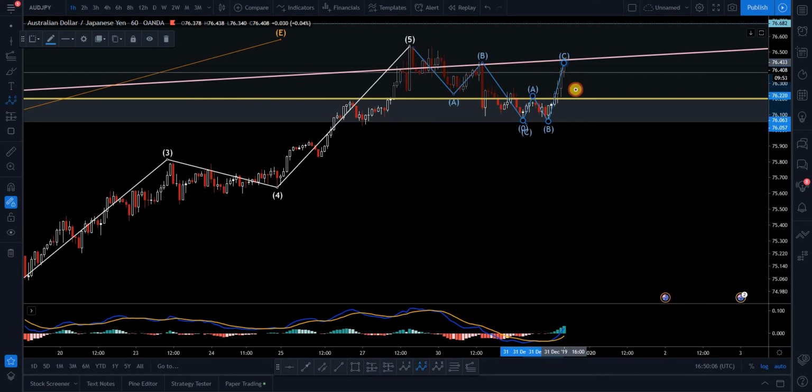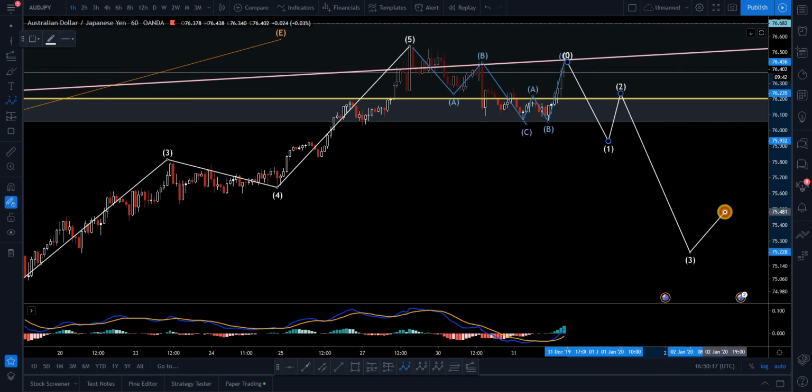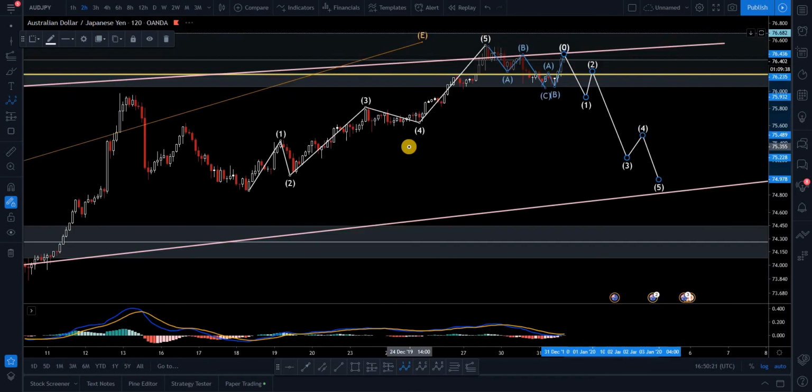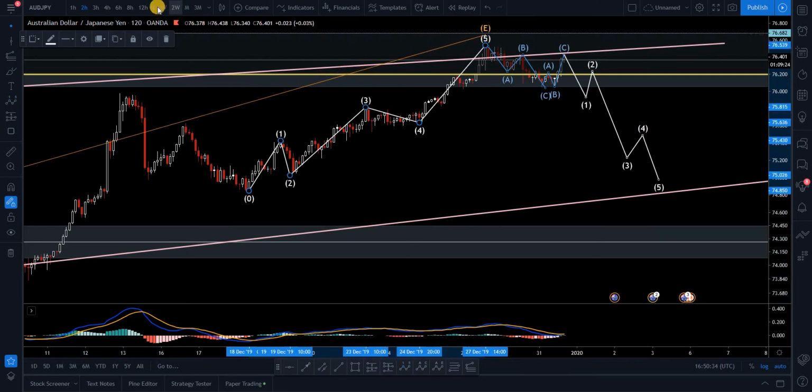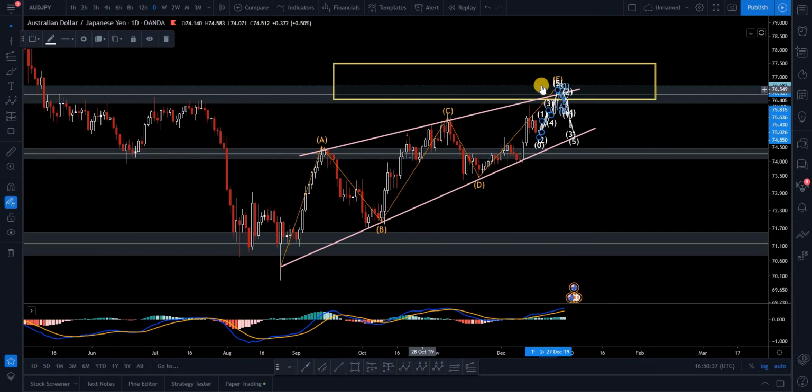This is what I think is going to happen next. Oops, wrong one. This is what I think is going to happen next. Okay, so this is what I'm projecting for this market. However, I'm not expecting price to stop at this area here, because we're in the E of this pattern, A, B, C, D, E.